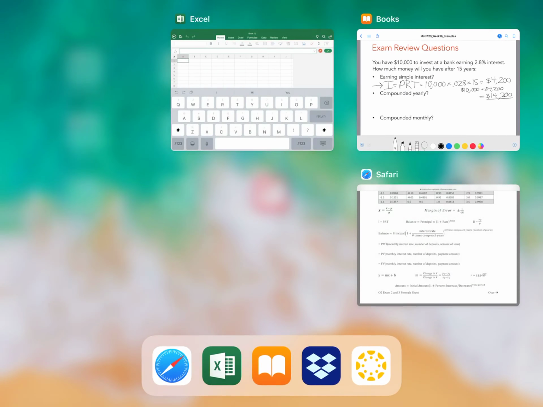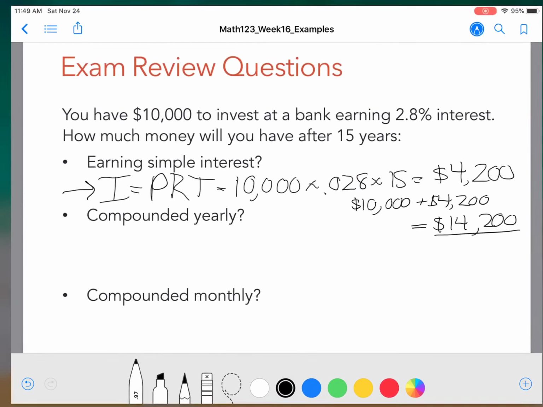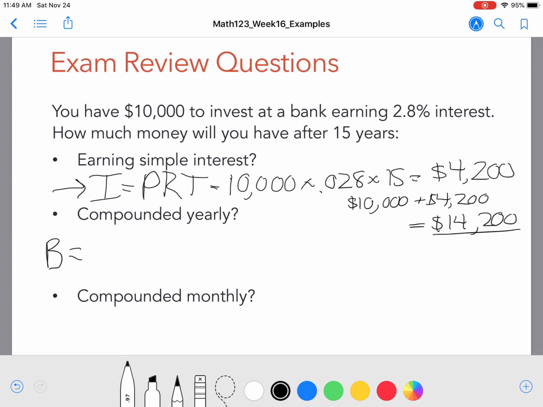So if we look back at our formula sheet, it's going to be the second one that we talked about, the one next to I equals PRT. Balance equals principal times 1 plus rate to the power time. So I'm going to have balance equals principal, which in my case is 10,000, times 1 plus the rate, so 1 plus 0.028, and then an exponent is time. So it's going to look something like that. And then this is just a matter of plugging it into your calculator correctly, which if you're not sure how to do this, we did a lot of examples in the section that covered this, so make sure to go back and watch that lecture.